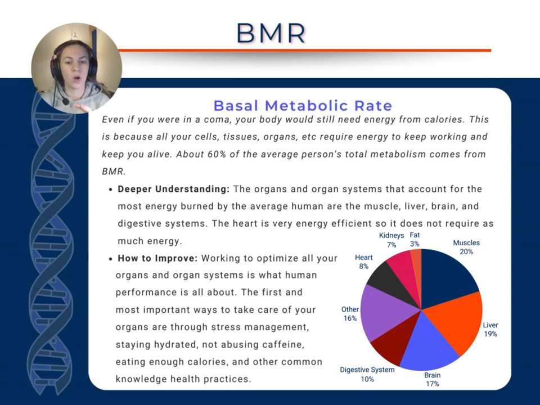Because when you think about these numbers right here that I have highlighted, 20% of your metabolism just comes from your skeletal muscle, 19% from your liver, 17% from your brain, 10% from your digestive system. Now, again, these are averages, so you may be more or less than these averages, but let's put that into perspective. So if your liver's 19% of your basal metabolic rate, the average liver burns about like 500 calories a day to function. So if you're only eating 1,000 calories a day, you're not really giving yourself enough calories to function.